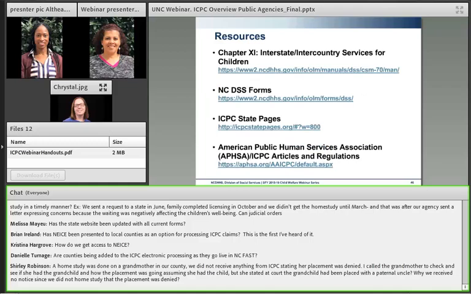Our next slide will list some of the resources where you can find our policy manual for ICPC. You can find our DSS forms that we've referred to. We also shared the ICPC state pages, and that's a really helpful website if you're thinking about doing some work with the state of Florida or Virginia. You can go to this website and find out what this state requires. As you know, some states require licensure for relatives and some don't. And some states have different financial and medical arrangements, and this page is really helpful. We use it a lot in our office to tell us what another state is looking for when sending a request.